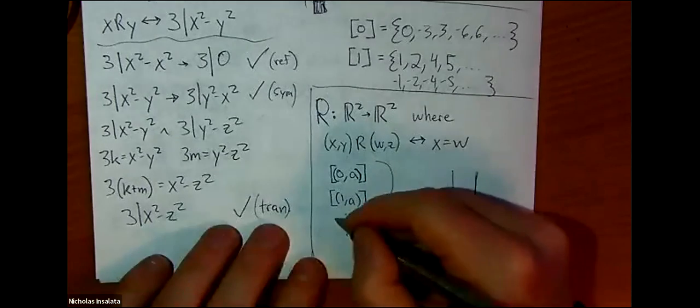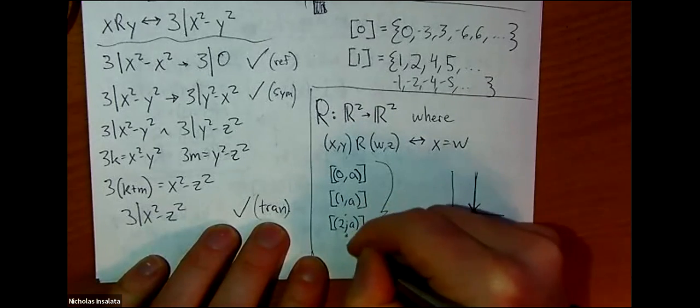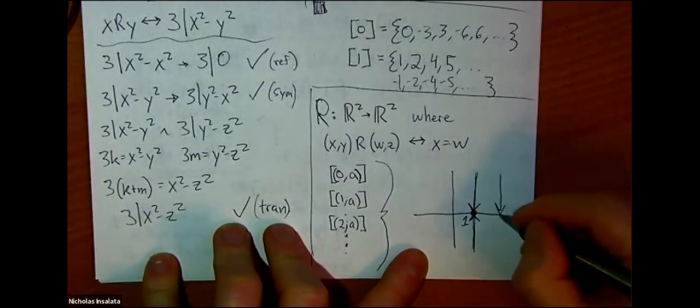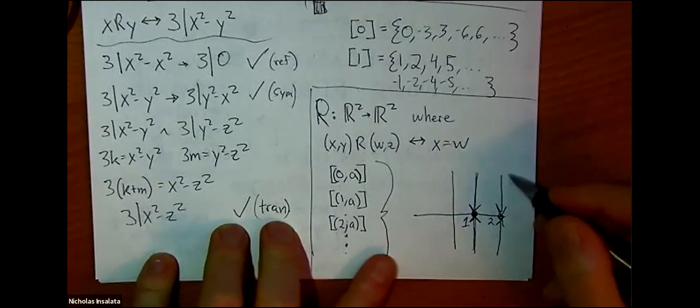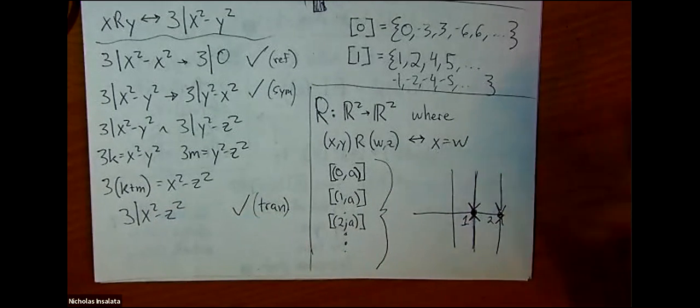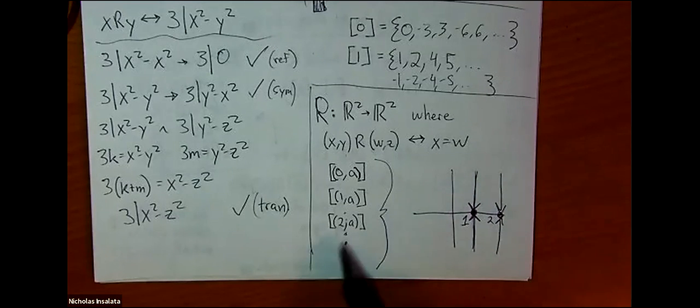We could also have another one, 2 comma a. Let me do my dot, dot, dots down here. So we have another line right here, right? Where this whole set of points on this vertical line are equivalent and therefore being represented by this point in the equivalence class, right?